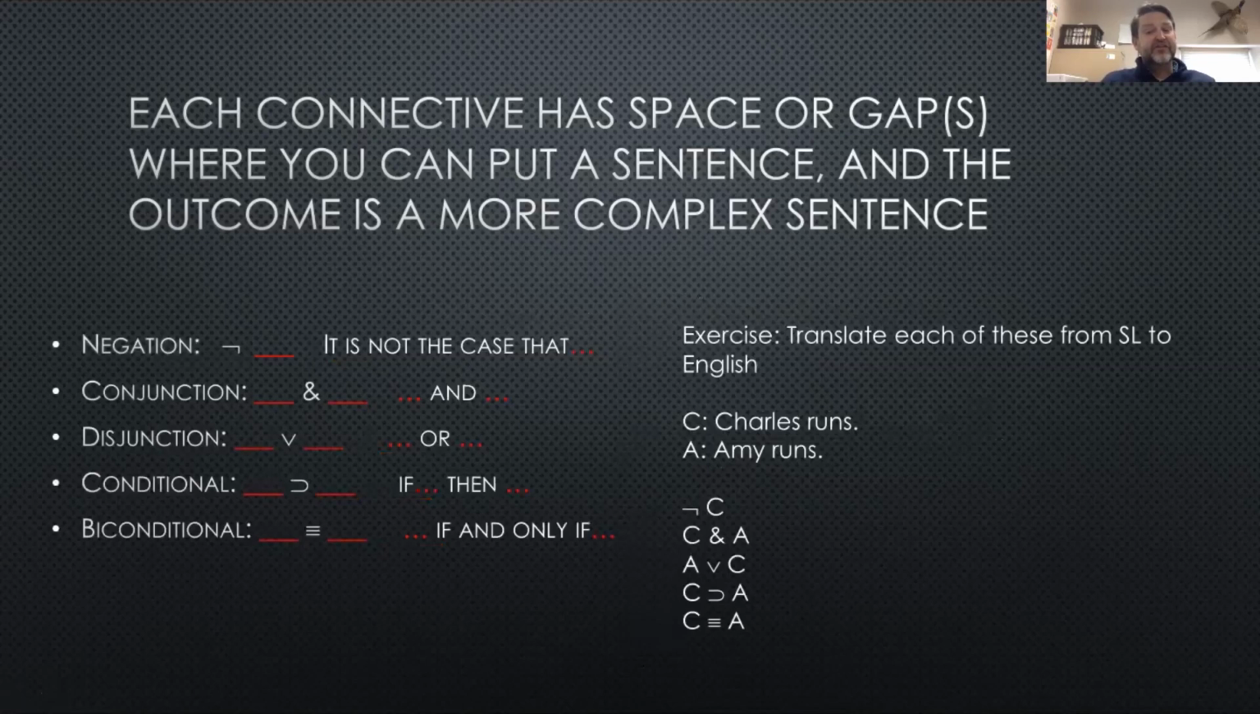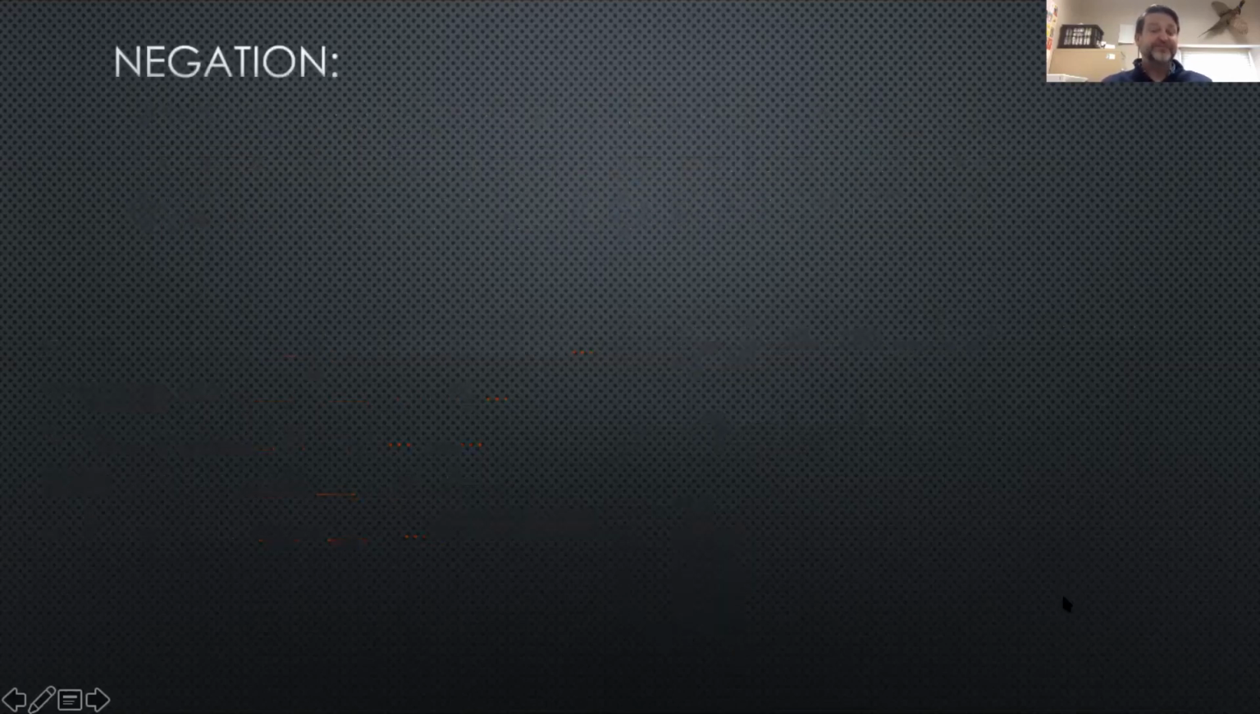So first, what I want you to try to do is to translate each of the following from SL into English. Oh, actually, I've already given you the translations to these, so we're going to skip over that. So we have: it's not the case that Charles runs, Charles and Amy run, Amy or Charles runs. If Charles runs, then Amy runs, and Charles runs if and only if Amy runs.